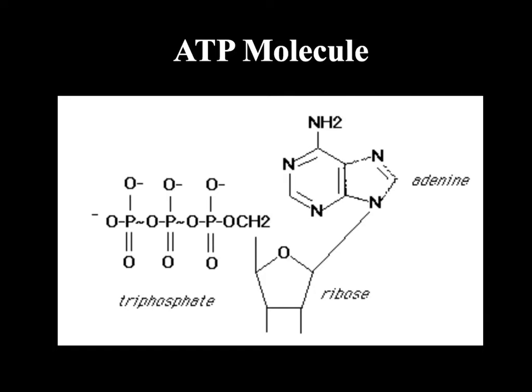The ATP molecule stands for adenosine triphosphate. It's made up of the nitrogen base adenine, the 5-carbon sugar ribose, and 3 phosphate groups. Between each of the phosphates, we have a bond, and between the ribose and the phosphate, we have a bond. When bonds are broken, energy can be released. When bonds are formed, energy is stored.